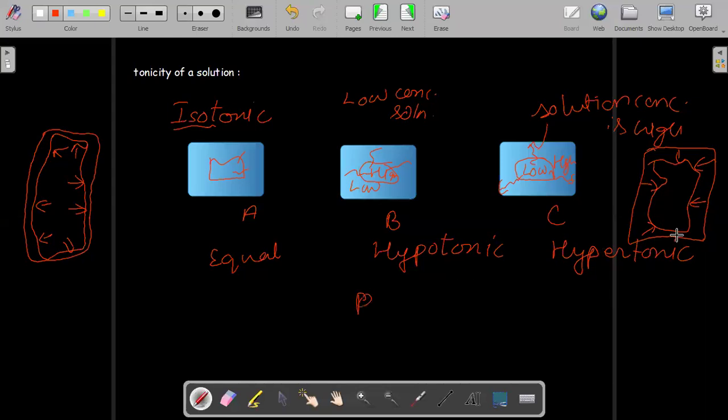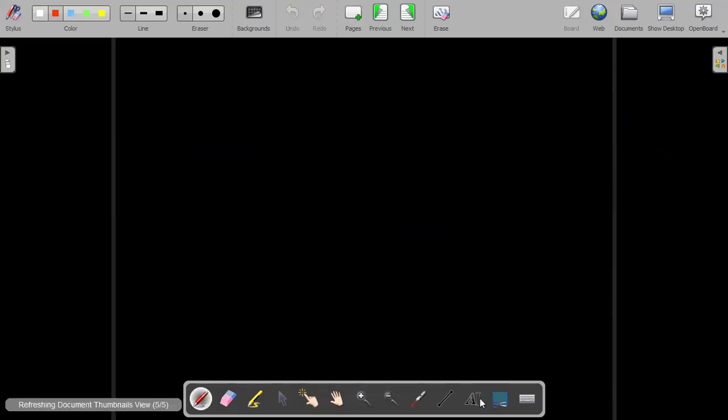not this one. Here, when we put the cell inside a hypertonic solution, there is movement of water from inside to the outside, and hence the cell membrane became flaccid. So this situation is also called plasmolysis. So let us try to define what is plasmolysis.